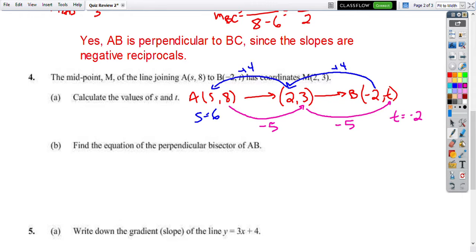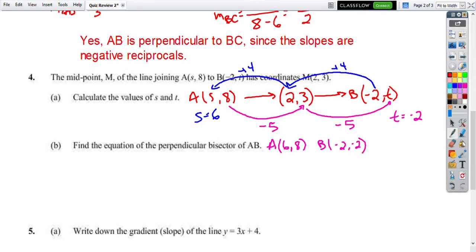Find the equation of the perpendicular bisector of AB. So our point A actually has the coordinates of (6, 8), and then B has the coordinates of (-2, -2). So remember what we want to do. Find the slope, find the y-intercept, and we also need the midpoint in here too. Okay, slope, midpoint, y-intercept. So first thing we do is find the slope.